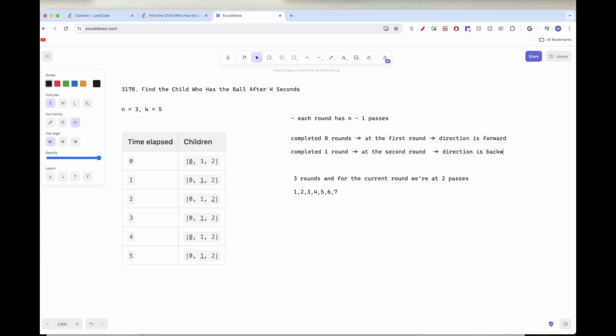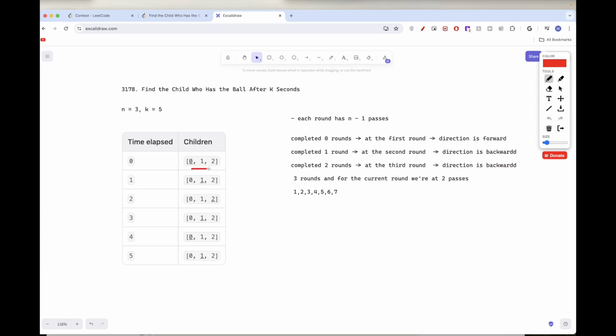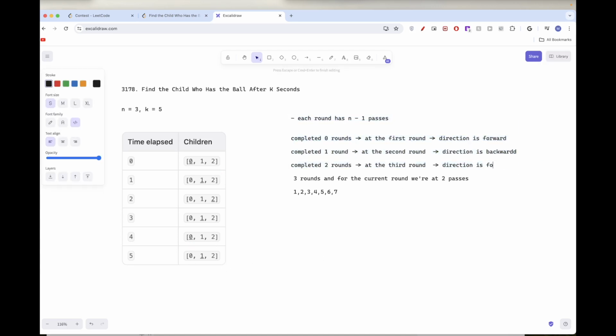Now if we keep going like this, if we completed like 2 rounds, what does that mean? Well, 2 rounds means we are at the 3rd round, so that means we already went forward, we went backward, and now we are going forward again. Okay, so 2 rounds means forward. Same thing if we are at 3 rounds, that means we are at the 4th round, that means we are going backwards. So you already see here that depending on the parity of the number of completed rounds, we can determine if we are going forward or backward.